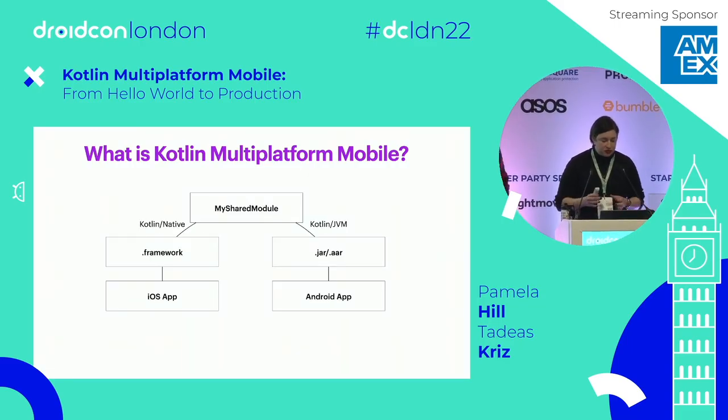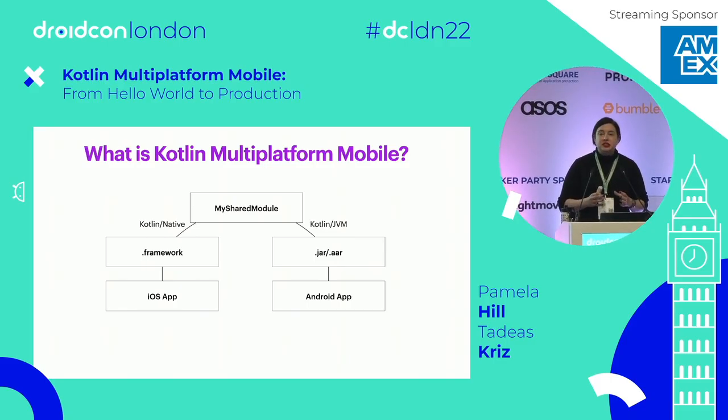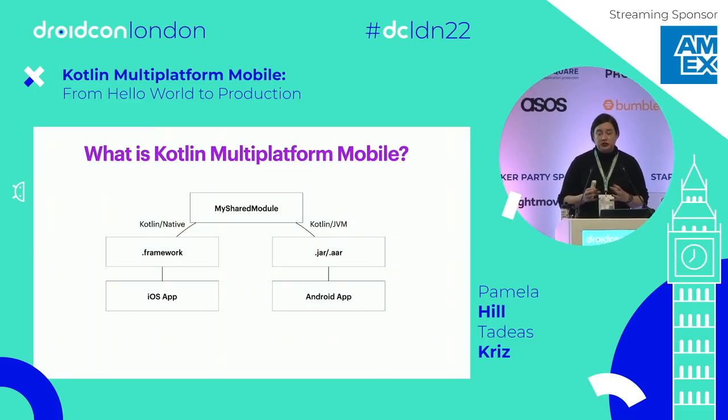Kotlin Multiplatform Mobile compiles that shared module, the shared module in the middle, into platform-specific artifacts that you add and use as a dependency in your app. For iOS, on the left-hand side, the Kotlin Native compiler will compile it into .framework files or CocoaPods, which you then add and use as a dependency in your iOS app. On the right-hand side, the Kotlin JVM compiler will compile your shared module into a jar file or a .aar file, which you then add in and use in your Android app.